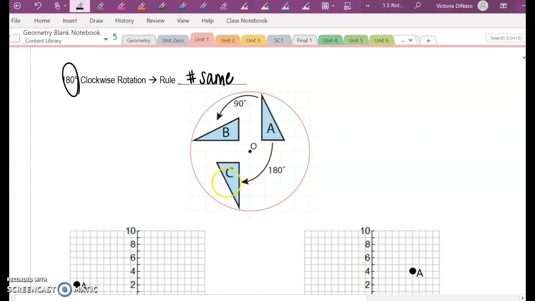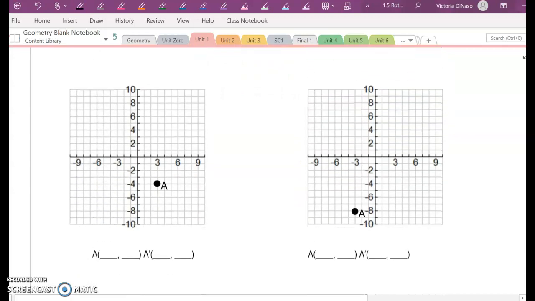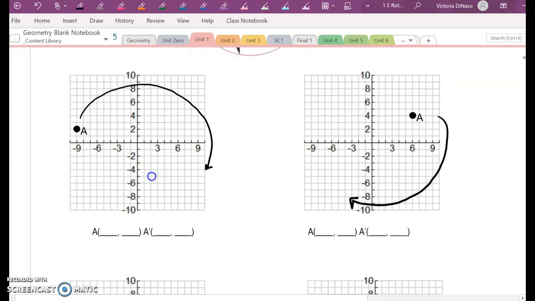So we're going from A over to C. So we're totally in a new quadrant. Let's talk about when we rotate 180 degrees. I'm going 90, 180. We go 90, 180. We go 90, 180. So we're totally going past two quadrants.